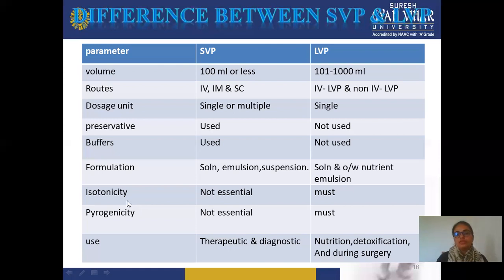And isotonicity is not essential to maintain in small volume, but in a large volume we should maintain isotonicity according to body requirement. Next is pyrogenicity, not essential to maintain in small volume parenterals, but in a large volume parenteral you must maintain it. Your product should be free from pyrogen or not contain any pyrogenic material. Next is use: therapeutic and diagnostic purpose. Small volume parenterals are mainly required to show the particular desired or therapeutic effect or maybe for diagnostic purpose, but large volume formulation is required for administration of nutrients, detoxification, and during surgery.